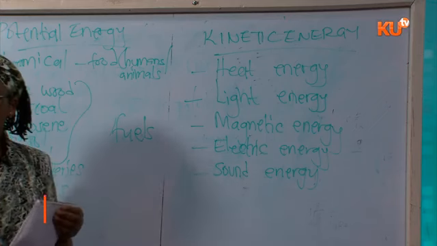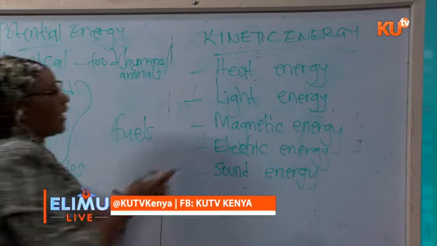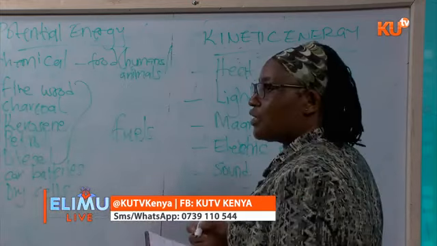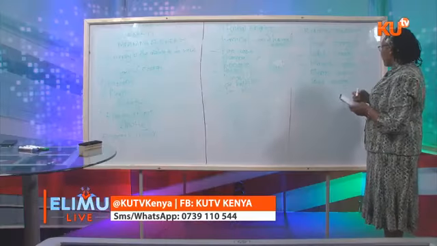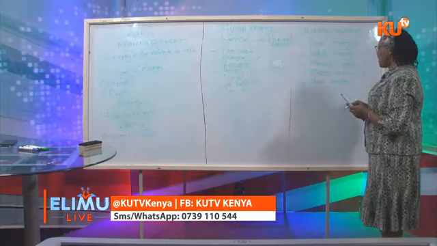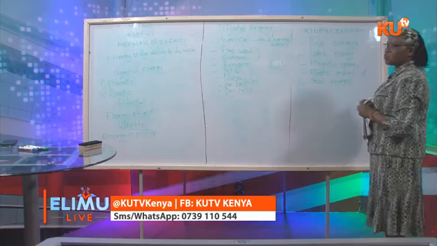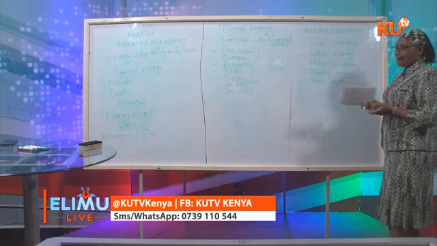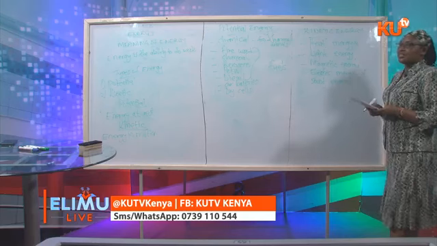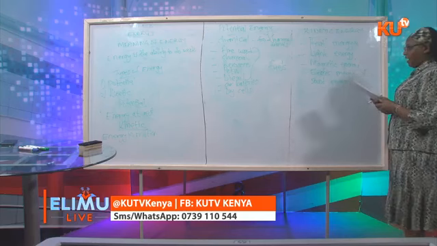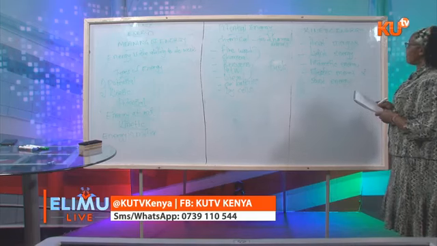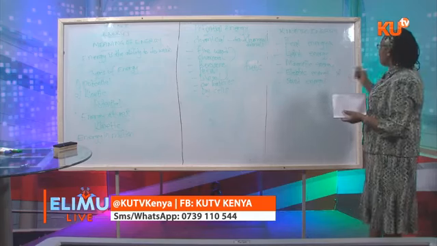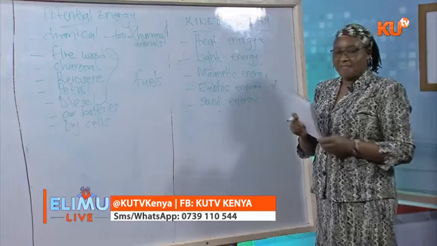Some of them are transmitted. For example, heat energy is transmitted from one place to another. The same case applies to electric energy. It can be transmitted from the source to another place, like the electricity that we use here, which is current electricity. It was not produced here. It was produced in some of the dams, like Masinga Dam, Kindaruma Dam.